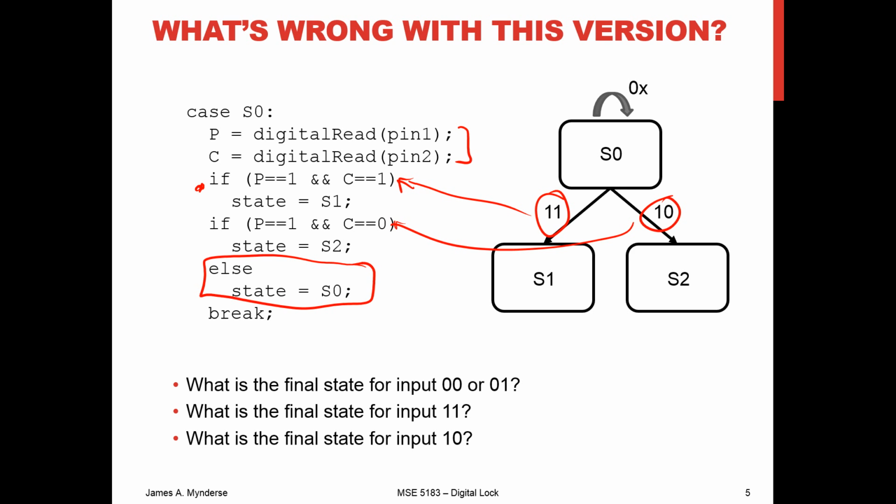And so again, a 1-1 doesn't take us where we think it's going to be. It doesn't match the design of the state machine on the right there. It's going to take us back to S0. Inputs of 0, 0, and 0, 1, they're both going to take us to S0. And a 1, 0 is going to correctly hit that second if statement and take us to S2. So again, we can't get to state S1. And this is because we've got 2 if statements followed by an else.